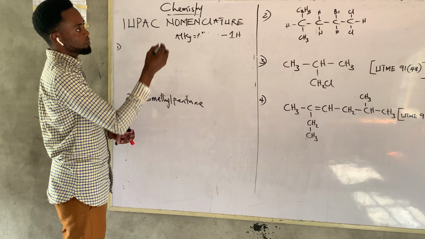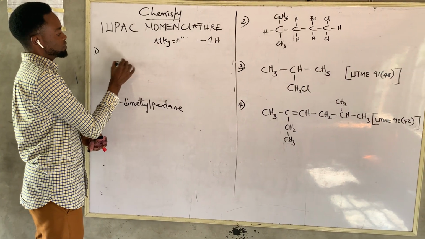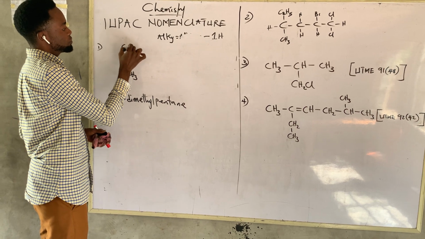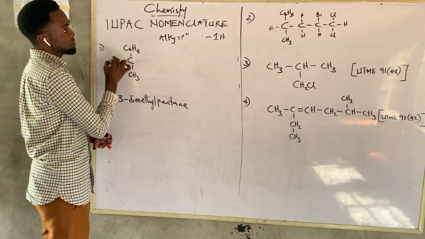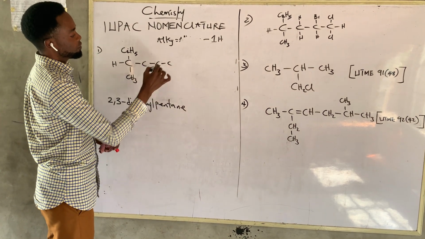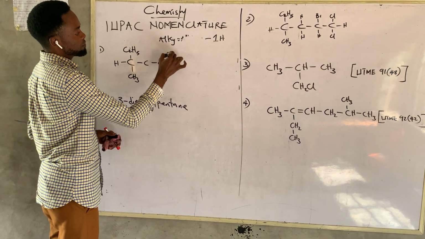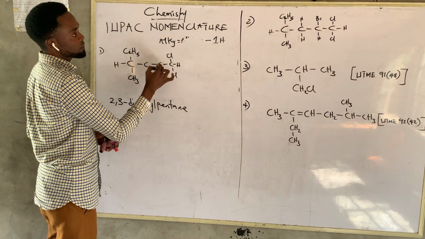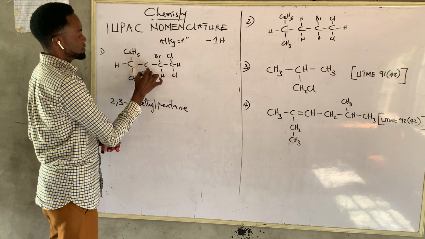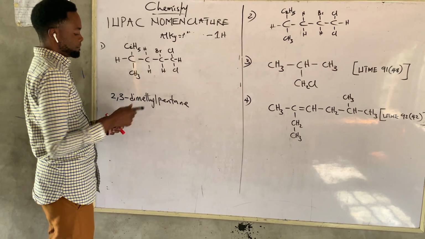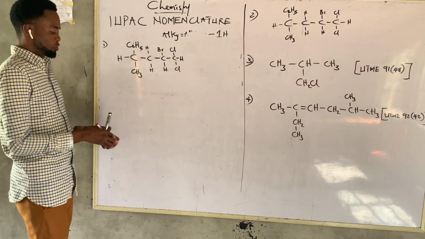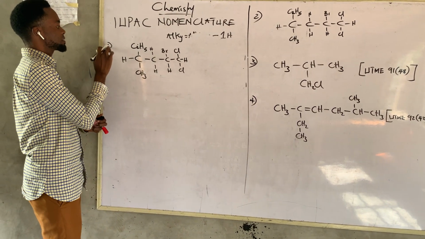So for number 2 we have CH3, C2H5, Cl, Br, and hydrogen. Now, this is for number 2. So we'll be naming this compound.